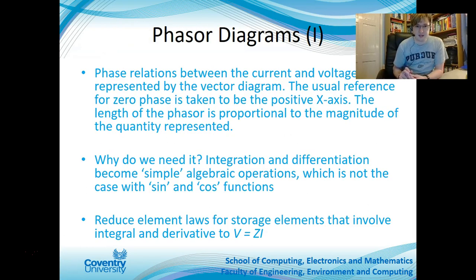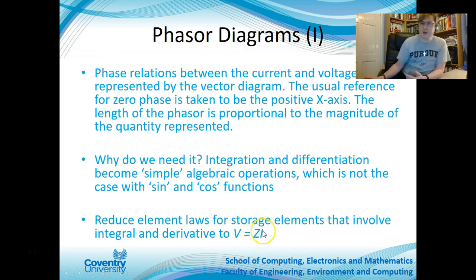Phasor diagrams, as I said, show the phase relationship between the current and voltage, and they can be represented by a diagram. The usual reference for a zero phase is taken to be the positive x-axis. So why do we need it? Because integration and differentiation might be horrible, but they become really simple algebraic operations, which is not the case with sine and cosine. So basically, our Ohm's law reduces to this here.